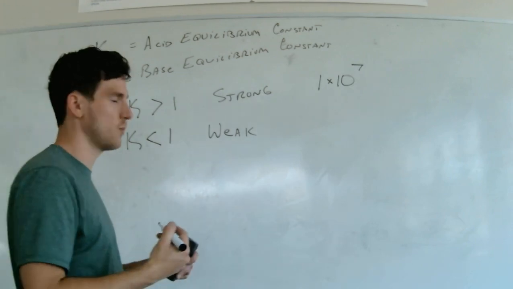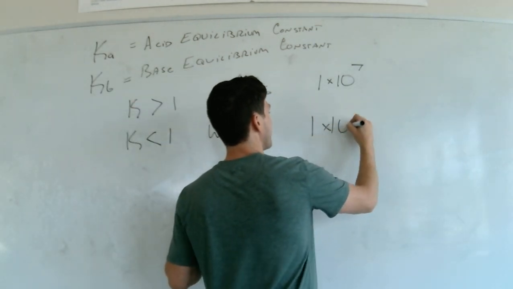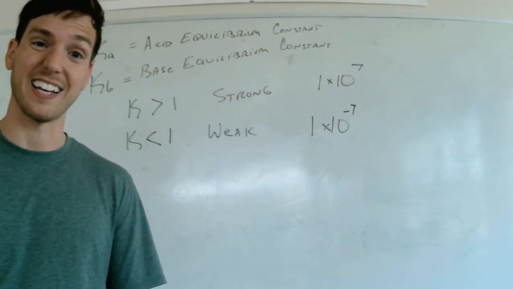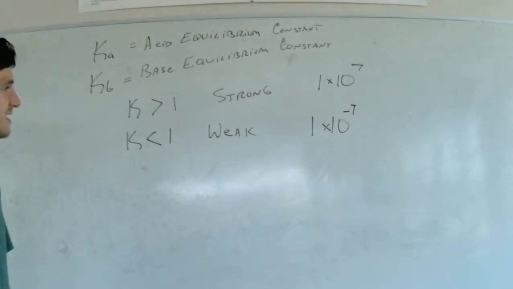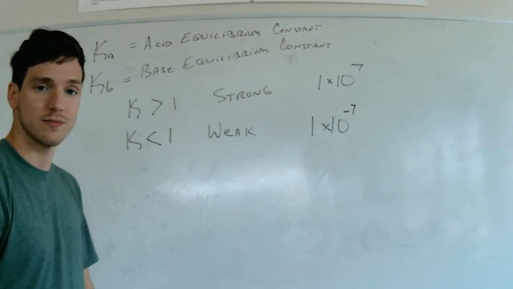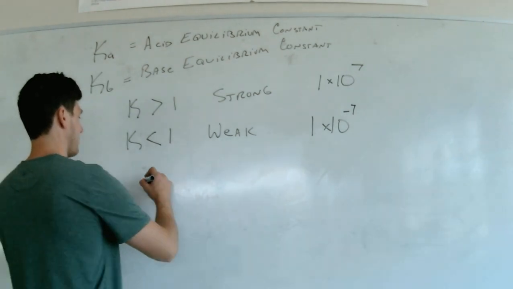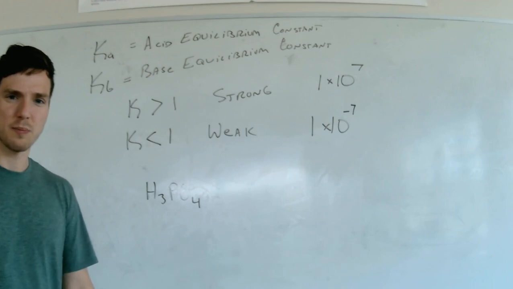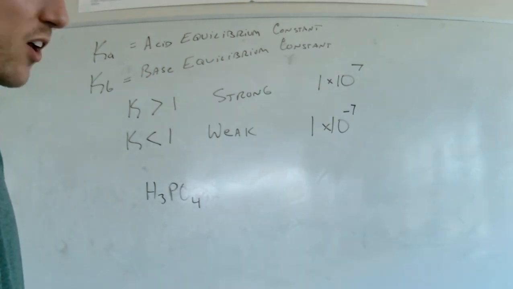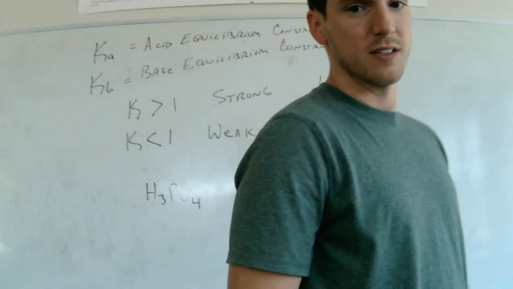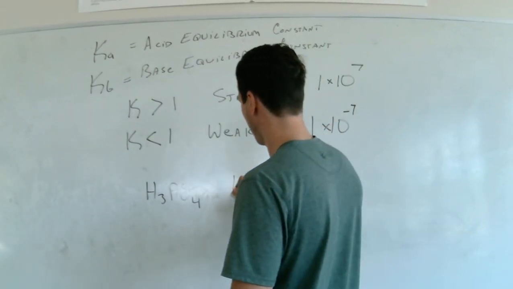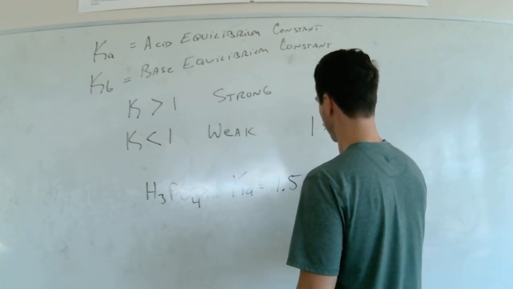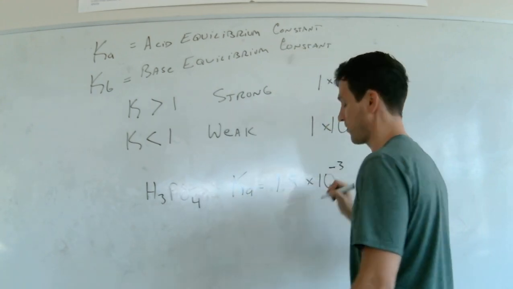A weak acid would be one like 1 times 10 to the negative 7th. That is a really, really small Ka. You put that on your skin, it's not going to do anything. It might actually just taste sour like vinegar does. So if I were to give you an acid like H3PO4, and I just want to say that the Ka is 1.5 times 10 to the negative 3rd.